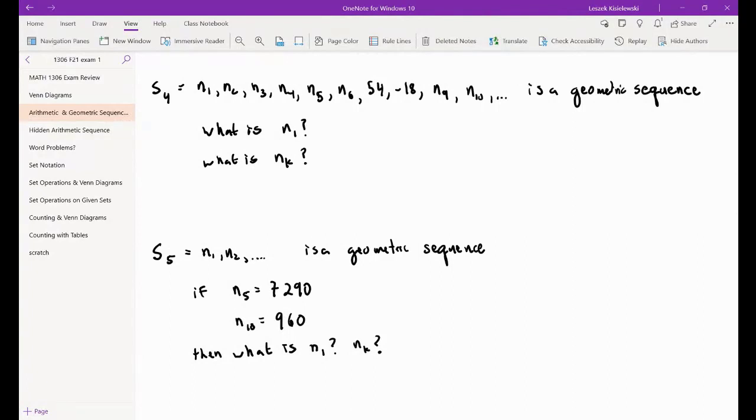Okay. So here we're given a sequence, but we're not given the first so many terms. We're just given two consecutive terms, right? So this means that n7 and n8 are known. But as soon as you have two consecutive terms, we know that one term divided by the preceding term in a geometric sequence gives you the common ratio. So that's going to be negative 18 divided by 54.